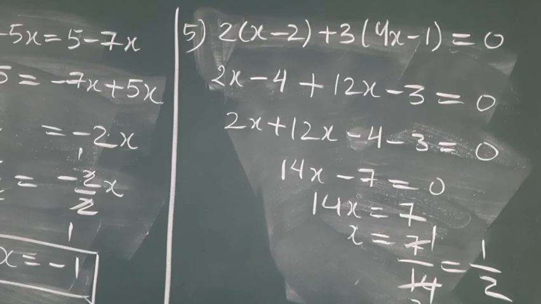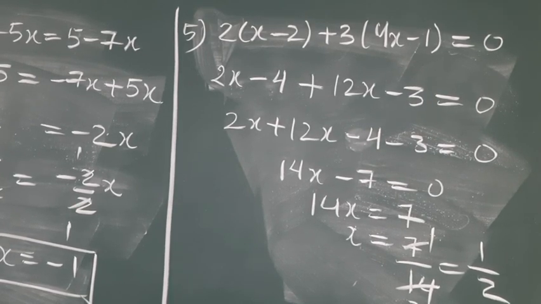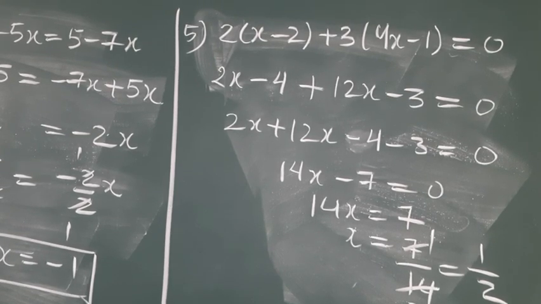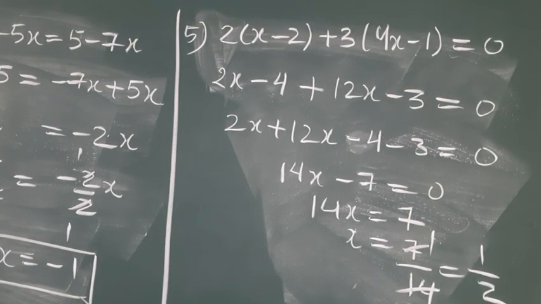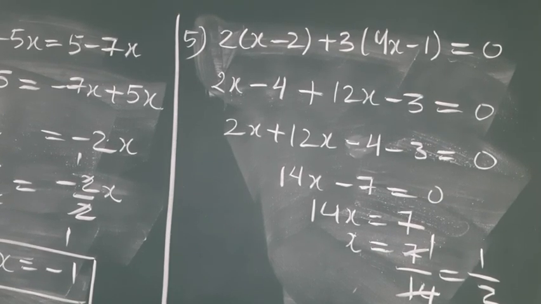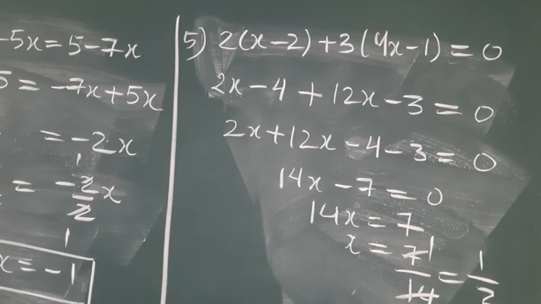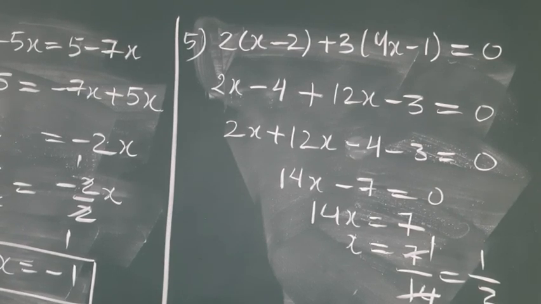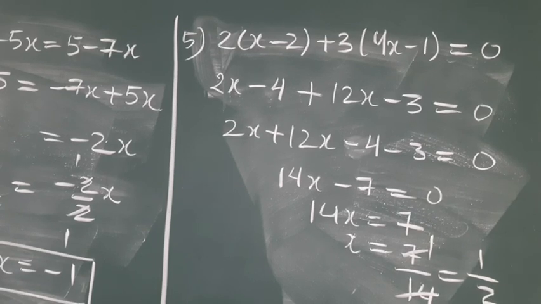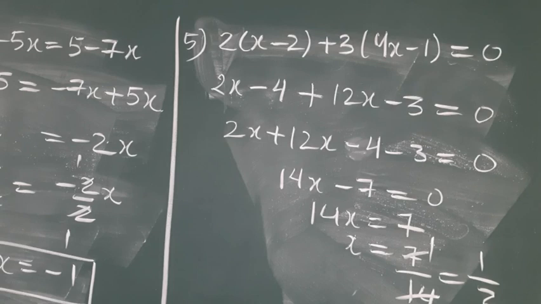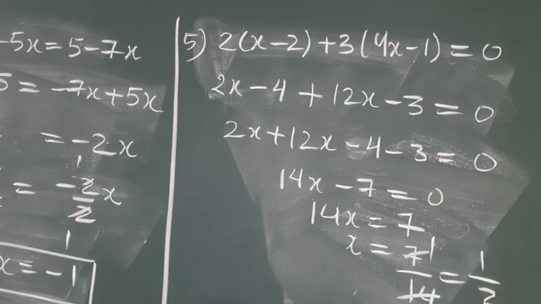It is 2 within bracket x minus 2 plus 3 within bracket 4x minus 1 is equal to 0. So 2 within bracket x minus 2, that means 2 has to be multiplied by x and also by minus 2. So it will be 2x minus 4 plus 3 will be multiplied by 4x minus 1. So 3 will be multiplied by 4x and then minus 1 also. So 3 4s are 12, plus, minus minus, so it will be 12x minus 3 is equal to 0.